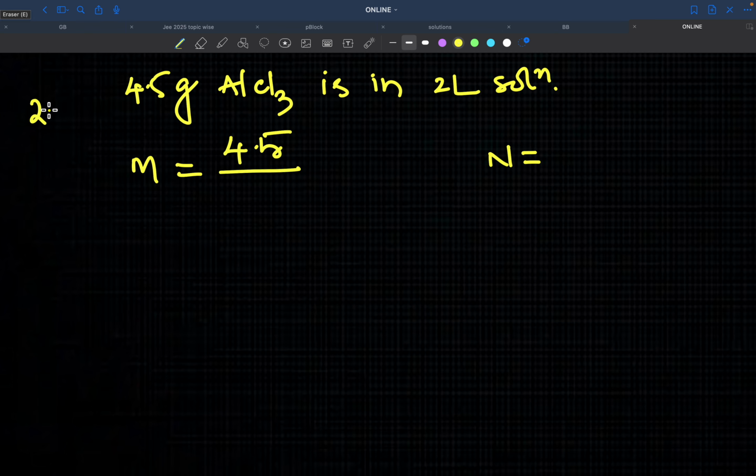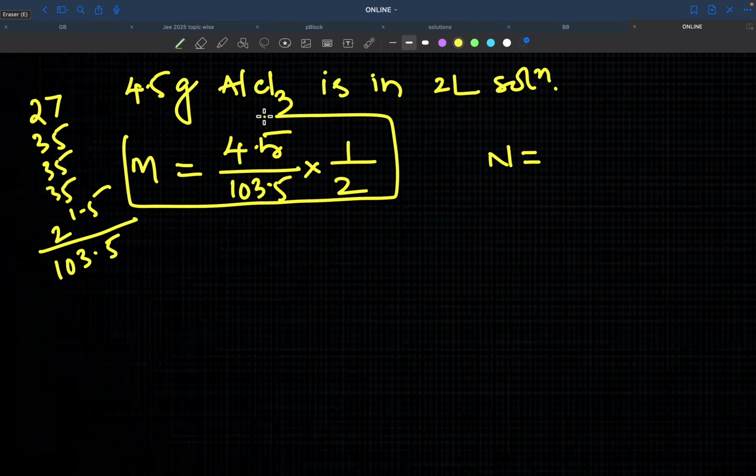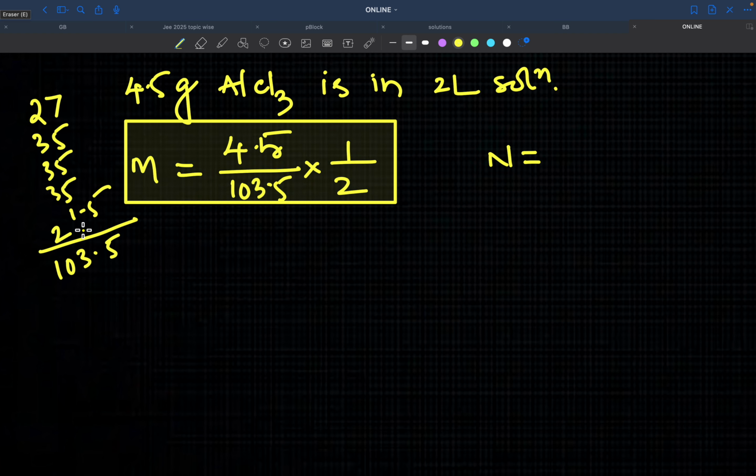What is the molar mass? Aluminium is 27, chlorine is 35.5 three times, so adding these we get 103.5. Molarity is 4.5 divided by 103.5 multiplied by 1 by 2. So this is what gives you the molarity of the solution, right?